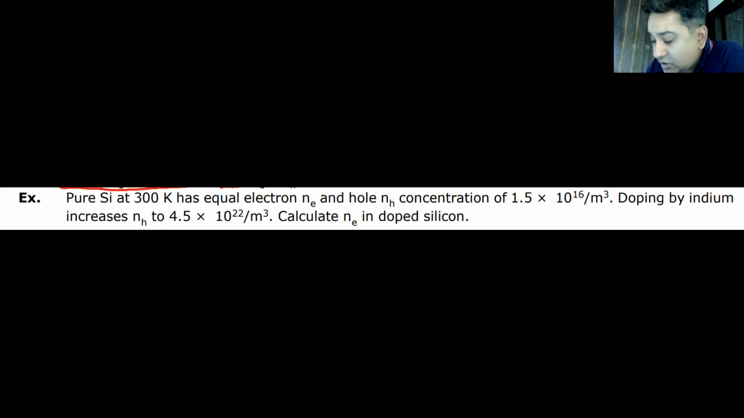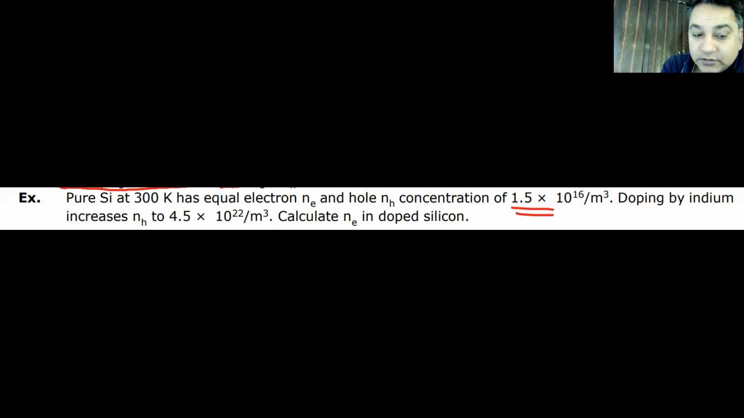I'll give you a minute to do it. Anyone could solve this question? No one? Shall I give you a hint? In the beginning, both were having 1.5 into 10 to the power of 16. The answer is 5 into 10 to the power 9. That is exactly the answer. And how have we done it? It is very simple. Yes or no?